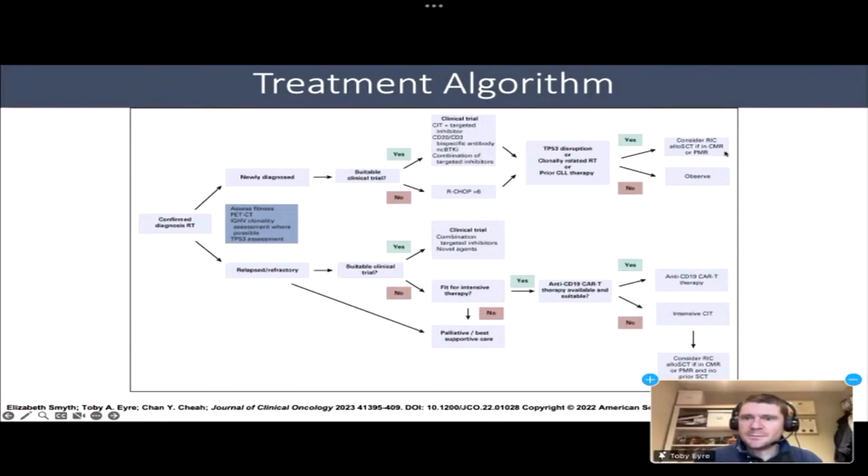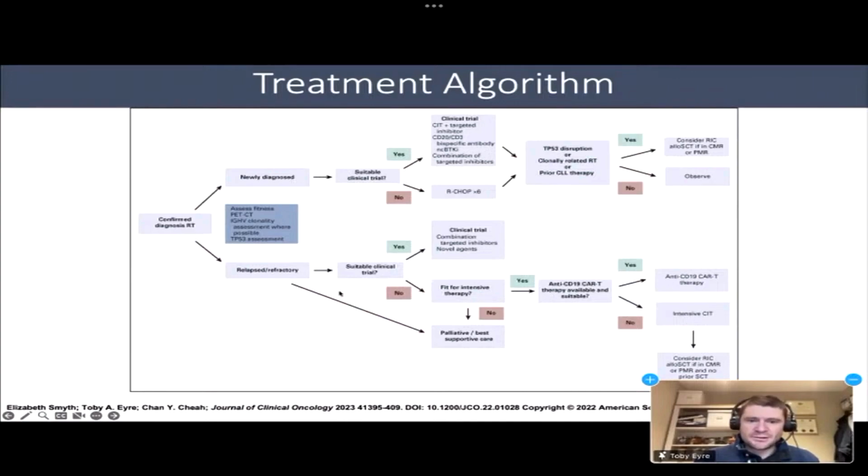And then I think about allo stem cell transplant in first remission if a patient has any one of these features, so a TP53 disruption, clonally related disease, or a prior CLL therapy. All of those represent higher risk groups. If they don't have any of these features and they obtain a remission, then I think it is reasonable to observe those patients. But of course, those represent the real minority of patients.